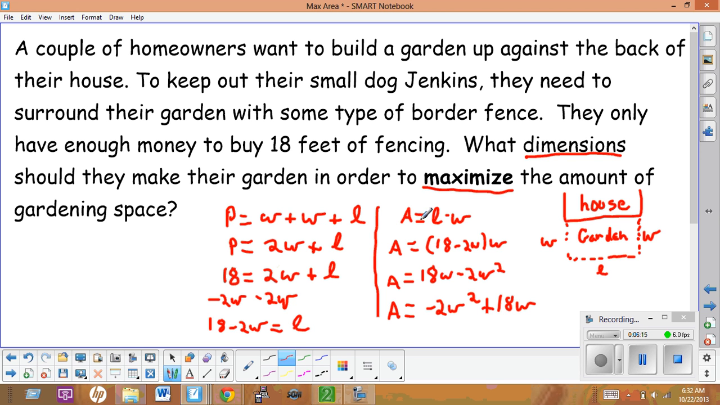I pulled out the area because we're looking for the maximum area, so the area formula. Rewrote it in one variable using the perimeter. So I solved for L in this case. You guys could have solved for W as well. It'd be the same thing. I solved for L, rewrote L in terms of W, substituted it in my area, simplified, and I came out with this area function.